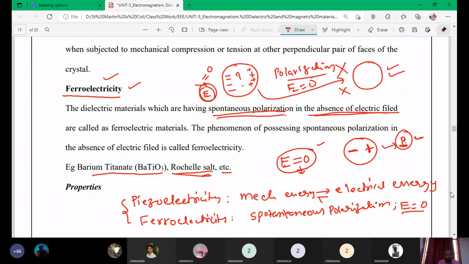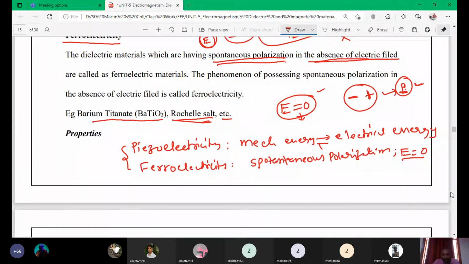These are two very important properties of dielectric materials. Piezoelectricity means the phenomenon of a dielectric material converting mechanical energy into electrical energy or electrical energy into mechanical energy. Ferroelectricity means some dielectric materials show spontaneous polarization even in the absence of electric field. These are the two differences.